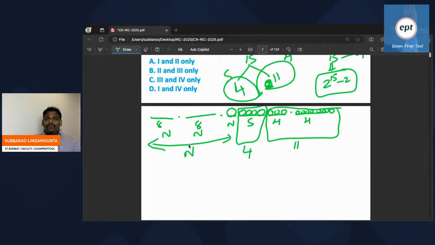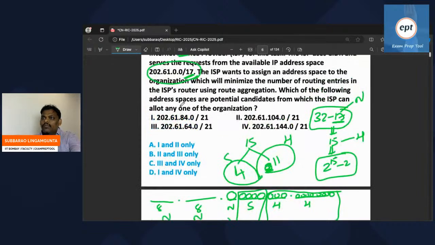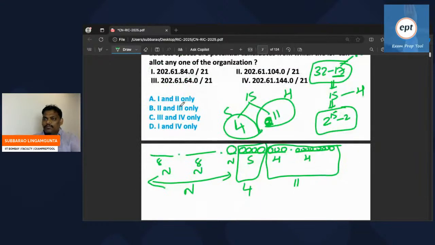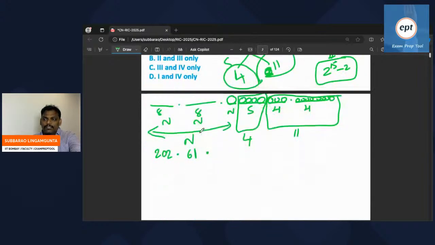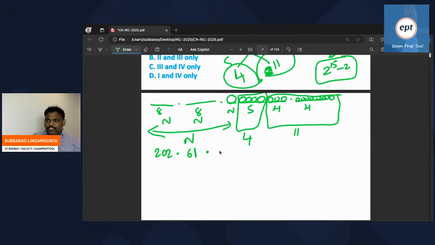So in the given problem, what is the network part? Write it as it is. The network part is given as 20.61. Let me write. Network part, if you see, 20.61. Next one, network 0.0. Everyone observe, 0.0. It's okay.